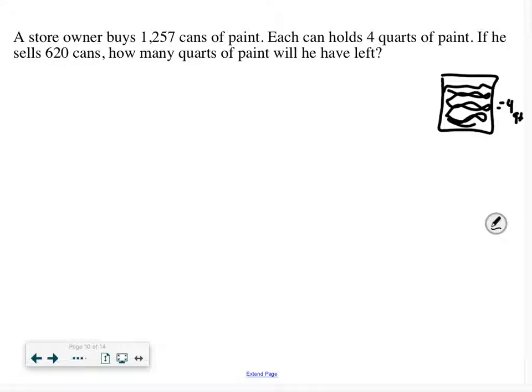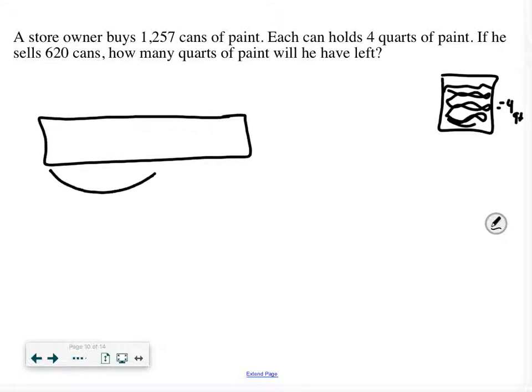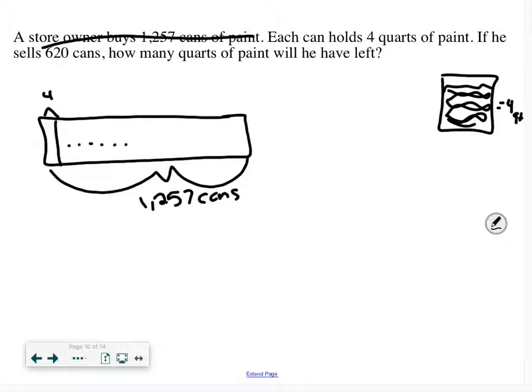All right, let's go line by line. So I have a store owner. I'm going to draw his paint. He has 1,257 cans of paint, right? That's a lot of paint. Each can is 4 quarts. So I'm picturing if this is one little can, this is 4 quarts. I'm not going to draw 1,257 quarts or cans because that's insane. So I'm just going to do this to show there's a lot of quarts or a lot of cans, and every single one of them is 4 quarts. So 4 quarts over and over and over again.